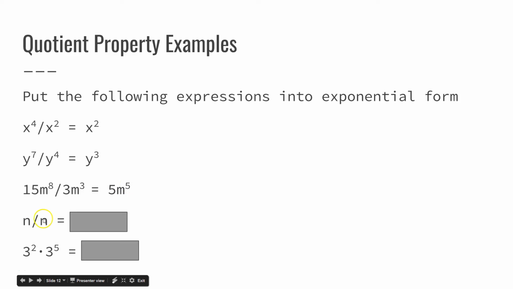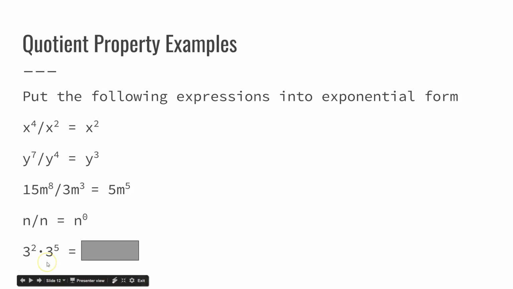This one here, we have n divided by n. Again, think what little exponents go up there. So this is like n to the 1st over n to the 1st. Well, what is 1 minus 1? You get 0. And we will actually talk later about what the exponent of 0 means. I'm not going to bring that up now.